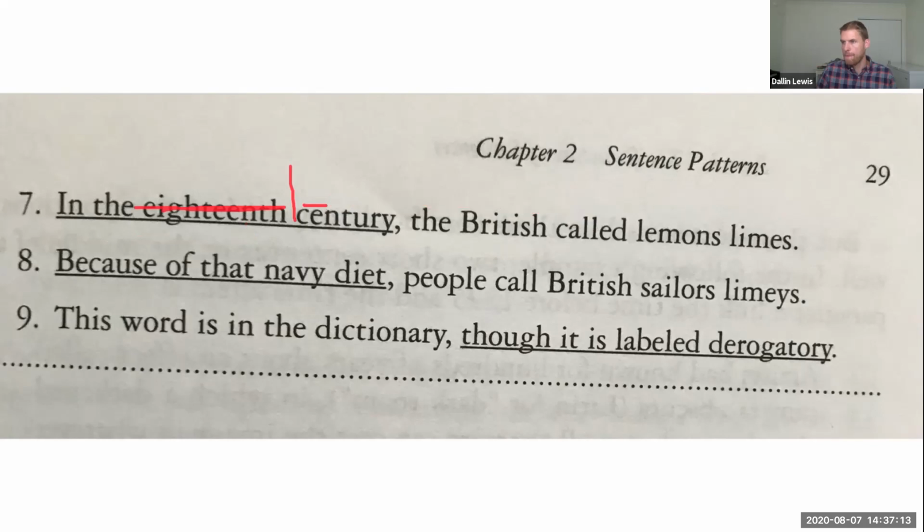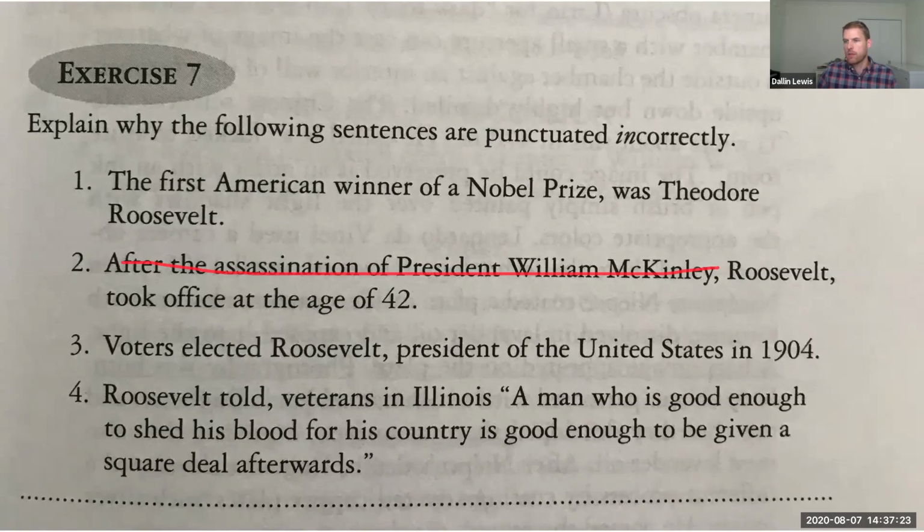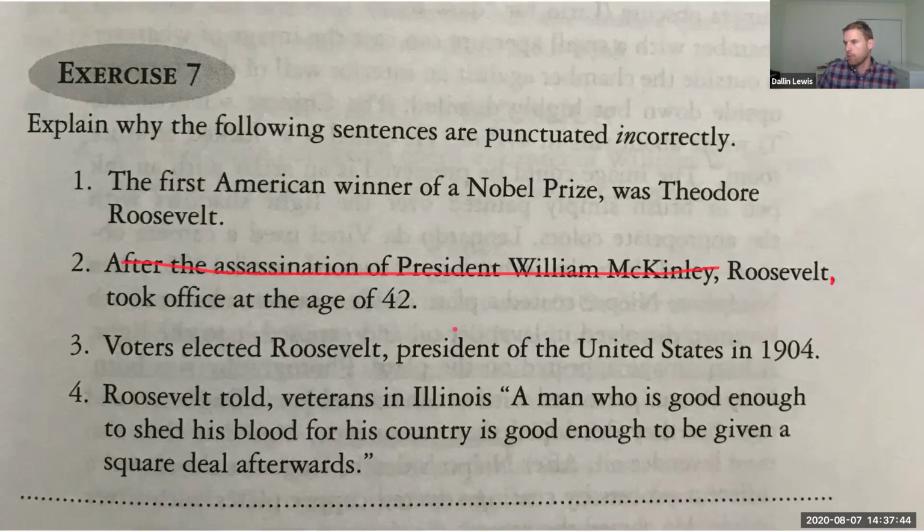Hit the board. Last 2. After the assassination of President William McKinley, Roosevelt took office at the age of 42. I'm just erasing all that because I know that my subject cannot be in that. That has to be optional. This one wants you to show why these are punctuated incorrectly, and it's basically saying that you don't put commas in between complements and the nouns or verbs that require them. So you wouldn't put a comma between the subject, Roosevelt, and the verb, took. You never put a comma between the subject and the verb of the predicate.